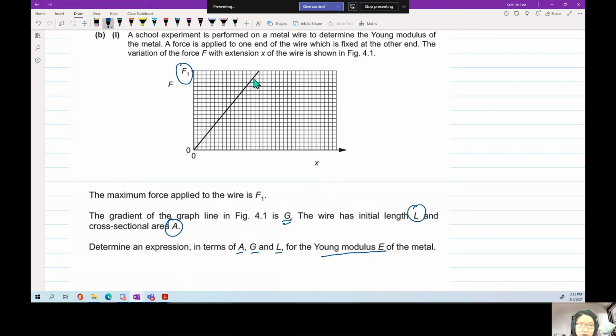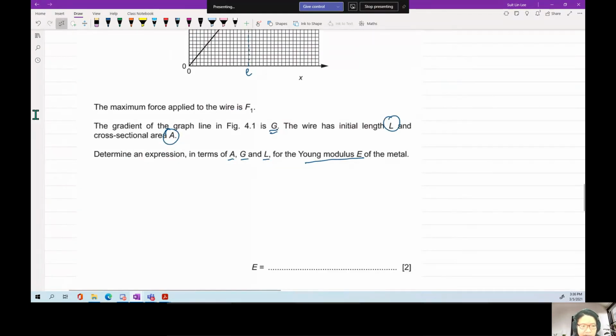Okay, so to find G, I will take F1 divided by the extension. This is extension X, right? So let's say I call this E. So when the force is F1, the extension is E. So gradient G is equal to F1 over E. Okay, so I'm guessing that I'll probably need to use it later, but let me first write down what Young modulus is. Young modulus is the ratio of stress over strain. Okay, so stress as defined just now is F over A. Okay, I took a shortcut just now, but if you cannot, then you write E over L.